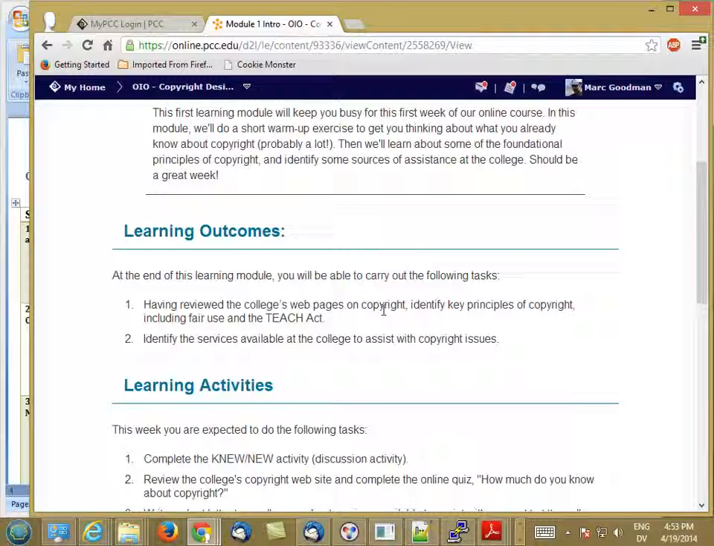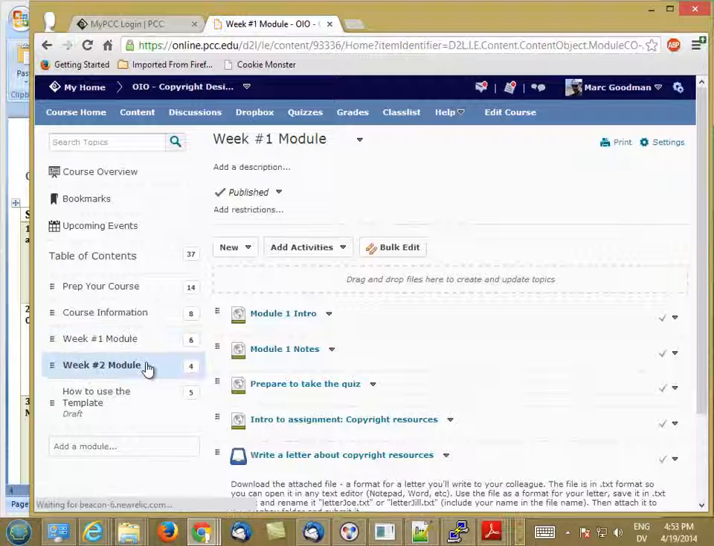Once again, these module level learning outcomes should also be stated in ways that are directly observable and measurable. So I should have an assignment and an assessment that's tied to each of these learning outcomes in this module. Let's look at module two.